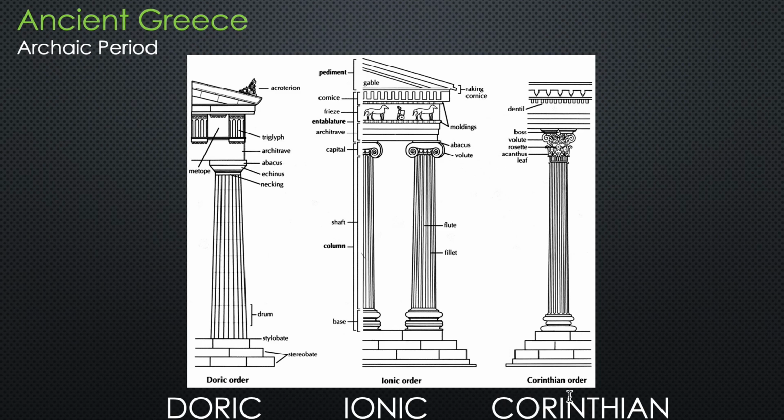The last order is Corinthian, which is even thinner. And the capital in this case is very elaborate. It looks like a bunch of leaves sort of sprouting out of the top. So it gives it a more decorative look. And the bottom has a base as well. So I hope you can get these three. They'll show up on the quiz. And like I said, you will need to identify them by sight, and not in this order. They will not appear in this order.